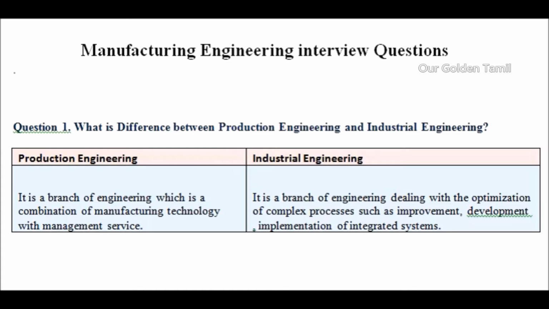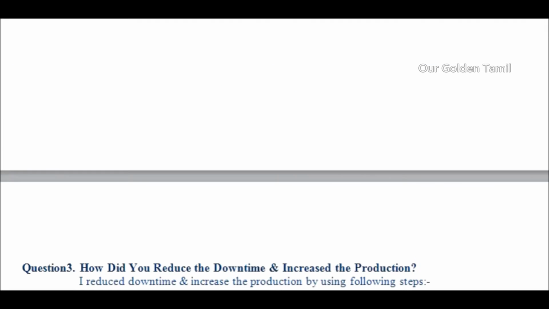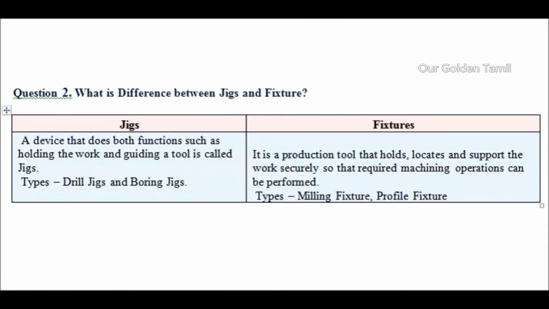Industrial engineering. It is a branch of engineering dealing with the optimization of complex processes such as improvement, development, implementation of integrated systems. Question 2. What is the difference between jigs and fixtures? Jigs. A device that does both functions such as holding the work and guiding a tool is called jigs.